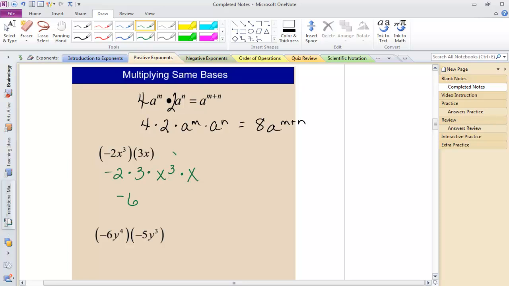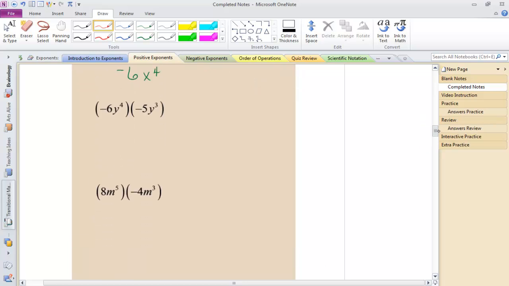And then I have 3 x's. So remember, this means x times x times x, 3 x's, times 1 more x. So how many x's is that altogether? x to the 4th. And the shortcut to understanding that x to the 3rd times x to the 1st equals x to the 4th is adding your exponents and keeping your base. So I'd like you to pause the video and try the next two problems and then come back and check them.